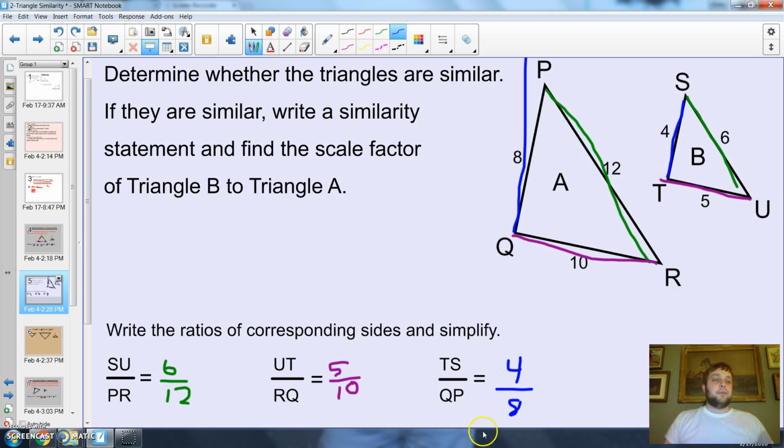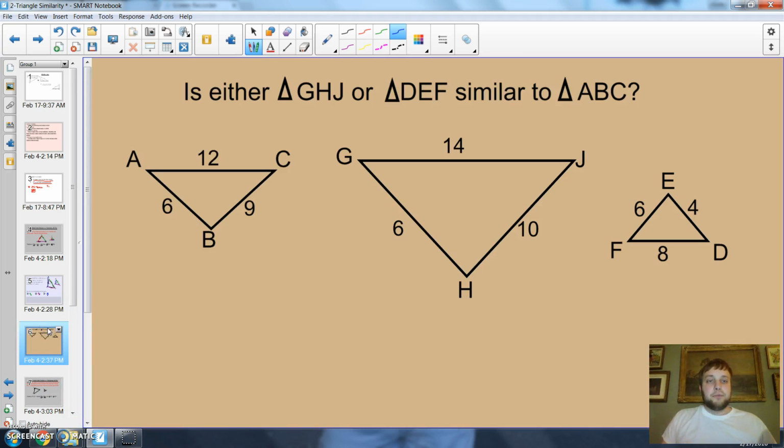All right. Okay, we're going to try one more. All right, so let's see if these two triangles... So is either of these similar to A, B, C? So this is the one I'm testing. I want to know, are any of the other triangles here, say 1 or 2, similar to this guy right here? All right, so let's test it out.